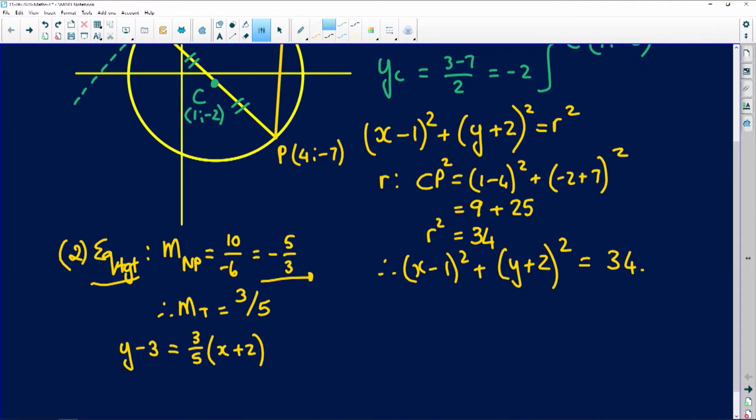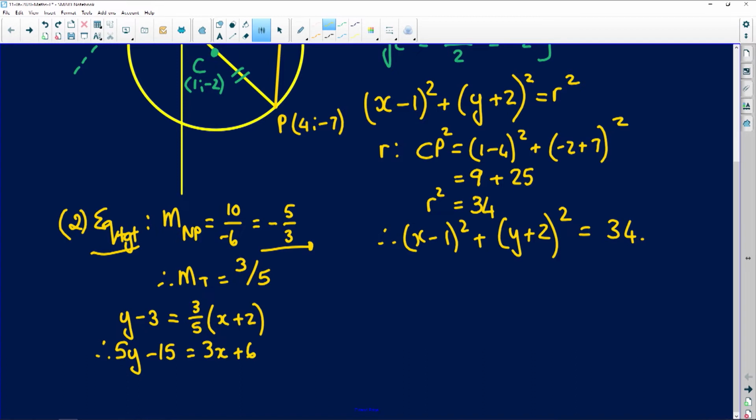Now I've got a fraction here. I always trip over fractions because I think they're so easy. So what I always do as a matter of safety is I get rid of them. I multiply both sides by 5. So I've got 5y minus 3 times 5 is 15. I take the 3 in, I have 3x plus the 6, beg your pardon. And now I've got to clean this up. So this is 5y equals 3x, the 6, the 15 comes over, leaves us with plus 21.